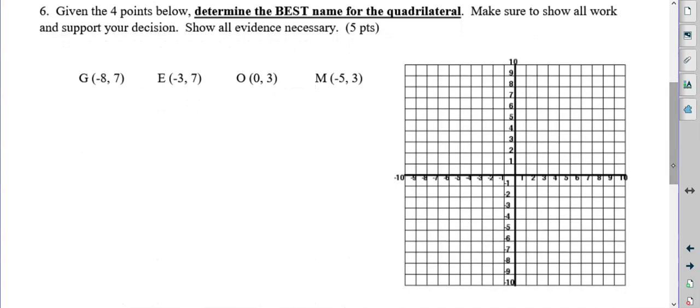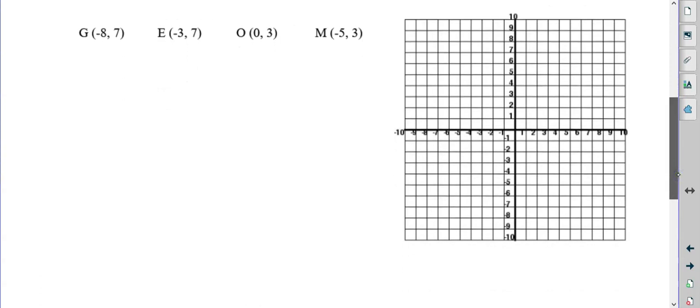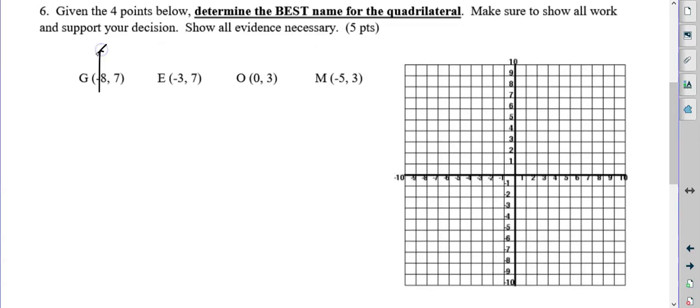All right, get the best name for this. So first we need to graph this correctly. So negative 8, 7. Remember, this is X and this is Y. So we go left 8 and up 7. Right there. And that's G. Then negative 3, 7. That's E. 0, 3. That's O. And negative 5, 3. M.